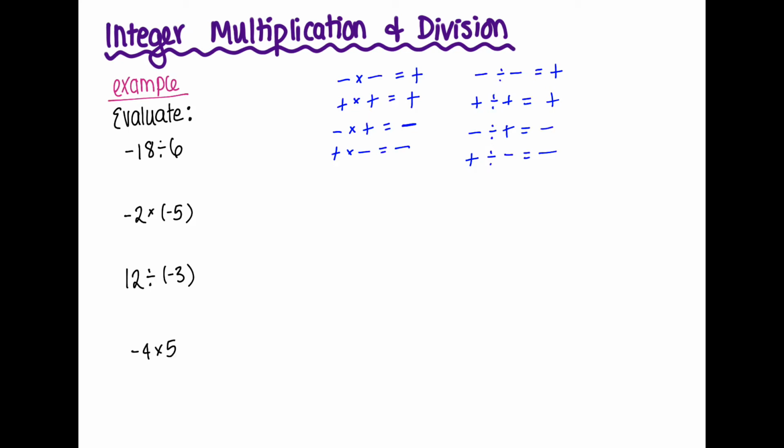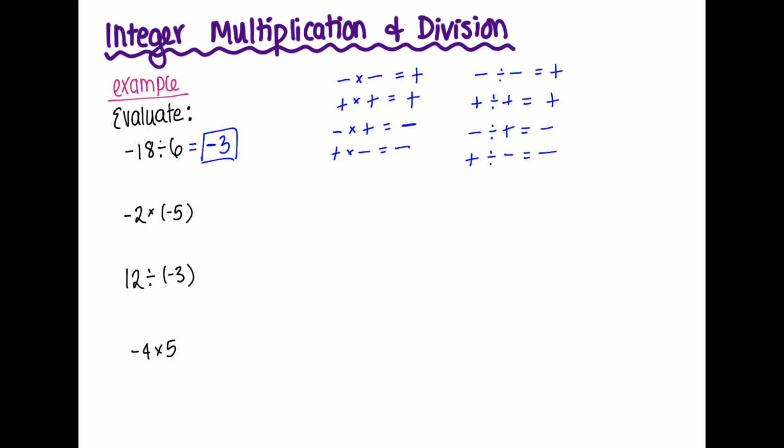So if I'm looking at these problems over here, for this first problem, it's one negative being divided by a positive. So when there's one negative, that means my answer is going to come out to be negative. From there, all I have to do is 18 divided by 6. 18 divided by 6 is 3. So negative 18 divided by 6 will be negative 3.